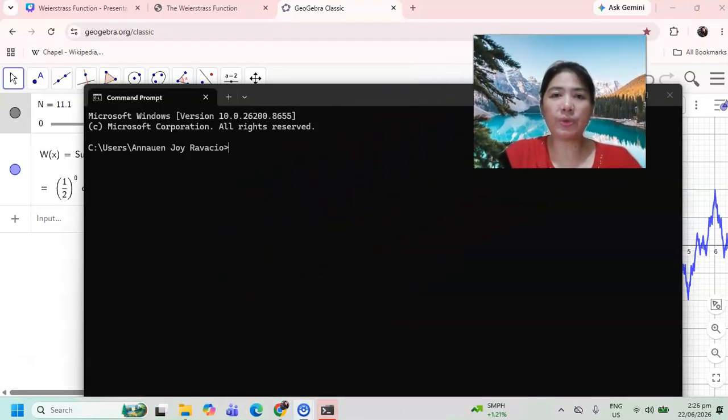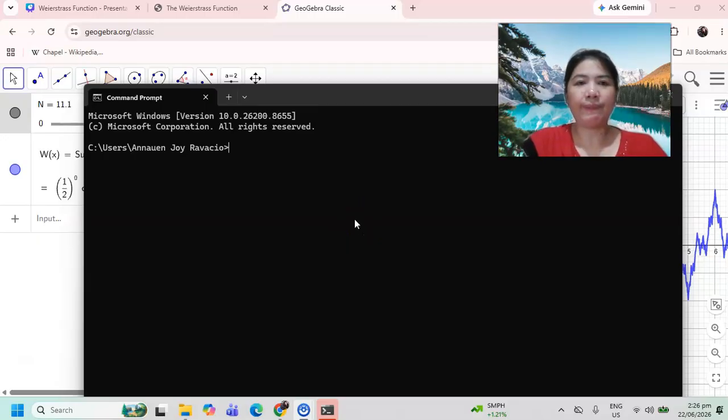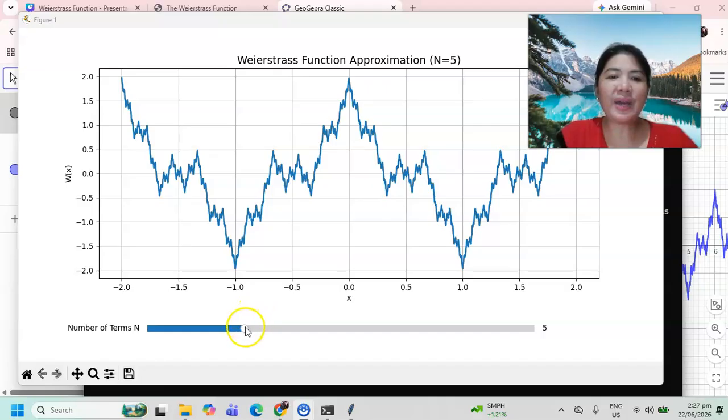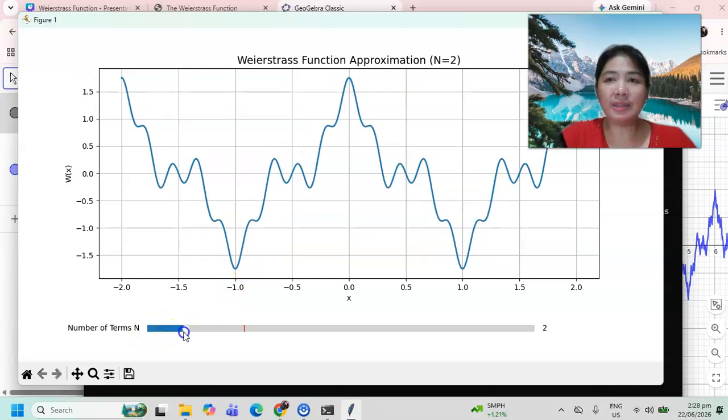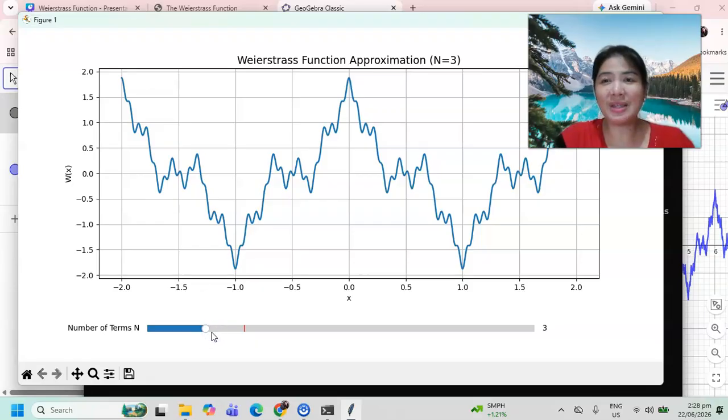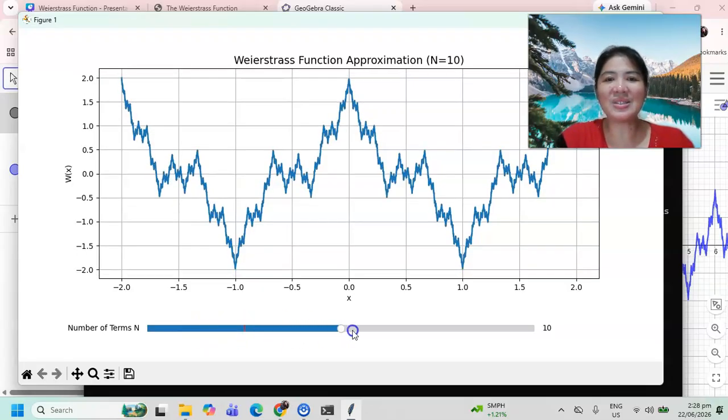And now we are going to run the Python script. Alright, so we now have the Python app here. Again, we start at a very simple triangle function. It's very smooth, and there can be a tangent everywhere here, but as we increase n, we notice that there are some oscillations and rough edges. There's roughness in the continuous function. In this case, there is no tangent anywhere. Alright, so that's how we can visualize and experience the Weierstrass function.